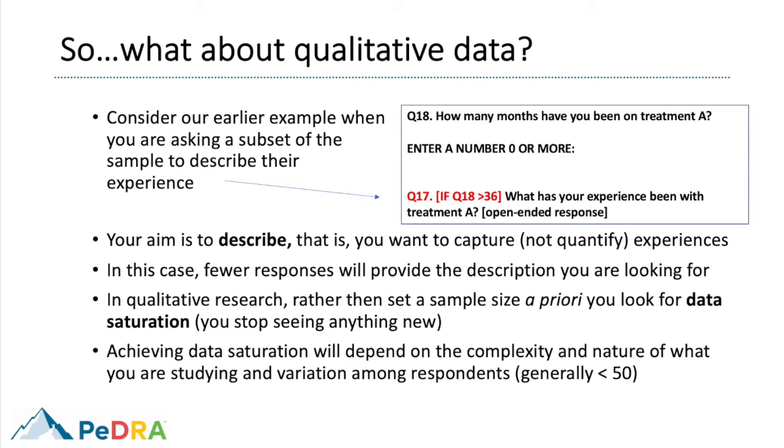You're looking for data saturation. It's sort of the opposite of quantitative research where you're looking for redundancy. You want every count of one occurrence. In this case, you really just want one account of every occurrence. And getting to the point of data saturation will depend on the complexity and nature of what you're studying. Variation among respondents will take you longer to get there.